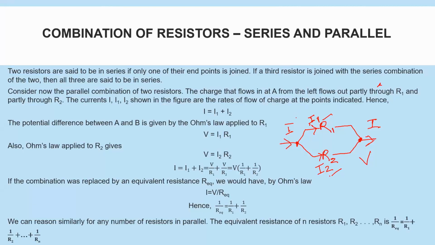So I is going through R1 as I1 and through R2 as I2. So the equivalent I can be given as I1 plus I2. Now V is equal to I1 R1, so I1 is going to be V by R1. And similarly, I2 is going to be V by R2.